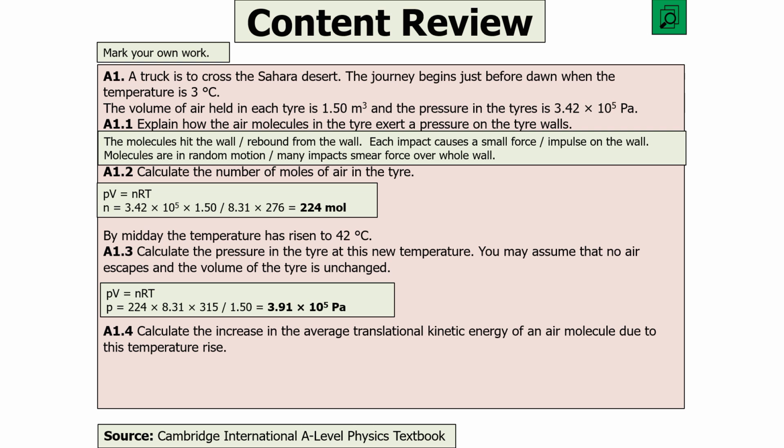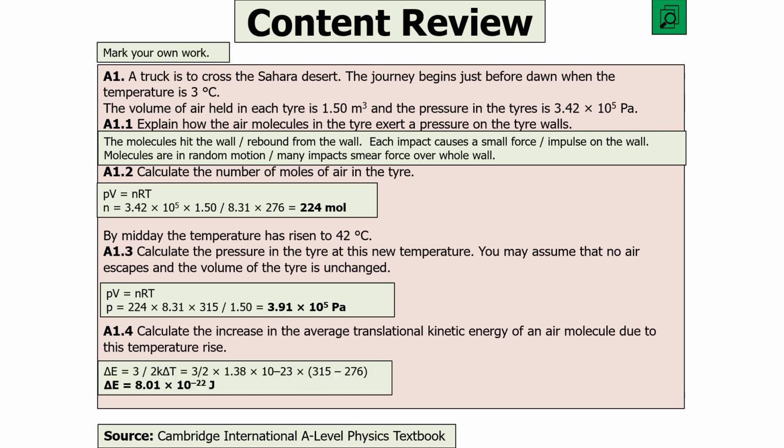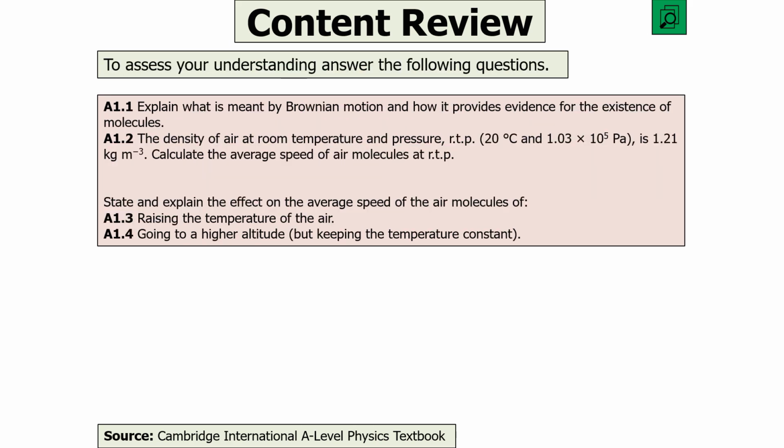And you can work out the kinetic energy of one air molecule with our equation E equals 3/2 kT. So what you can do is say 3/2 times k, the Boltzmann constant, times the change in the temperature, and then that is the change in the energy, so it's 8.01 times 10 to the minus 22 joules.